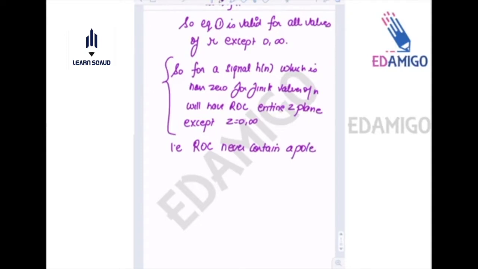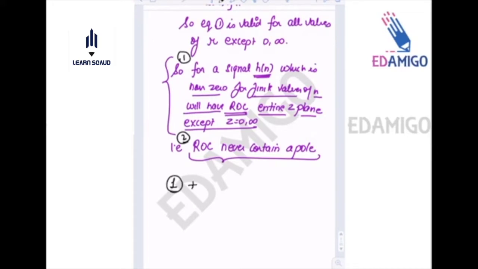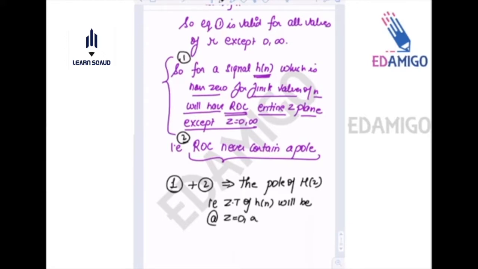So we can say that the ROC of a signal h[n] which is finite, which is non-zero only for finite values of n, is the entire z plane, and the ROC never contains a pole. So combining these two properties, property number 1 and property number 2, I can say that the pole of H(z), that is the Z transform of h[n], will be at z equals 0 or at z equals infinity or both only. It cannot be at a finite location.